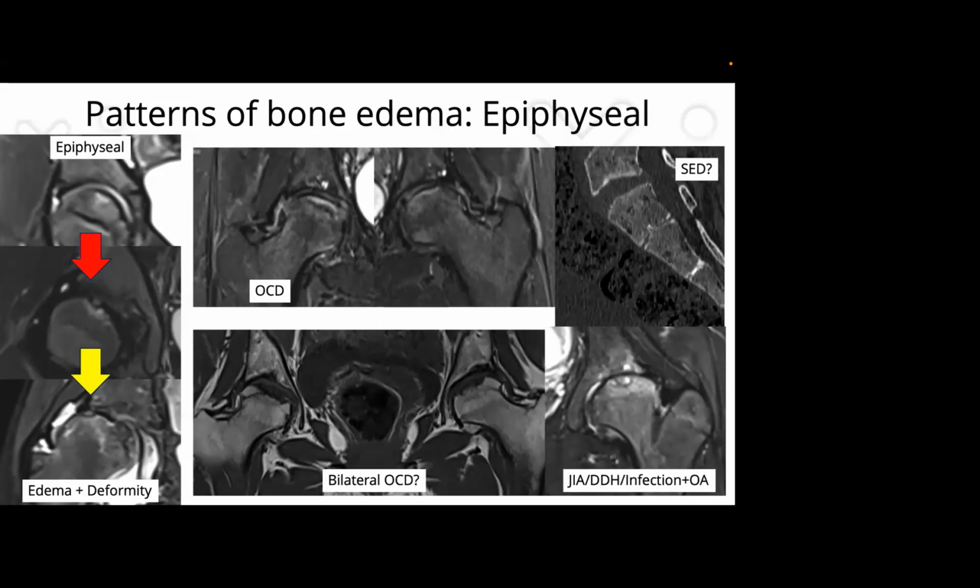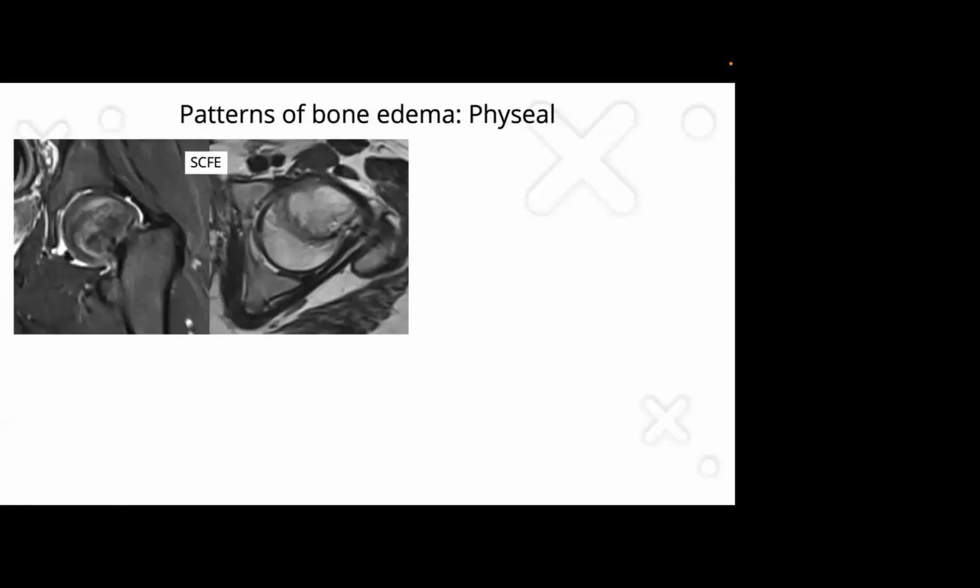So this is how you can approach it when you start to see epiphyseal bone marrow edema, whether it comes with or without morphological abnormality. With physeal bone marrow edema, I think the thing that you need to be really careful about is when you start to see things like SCFE.